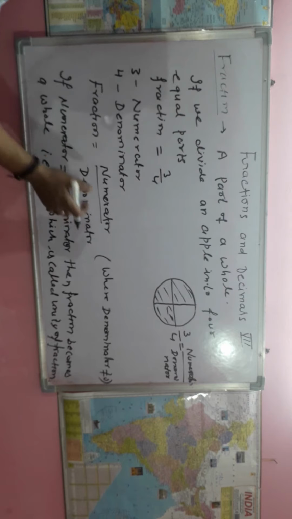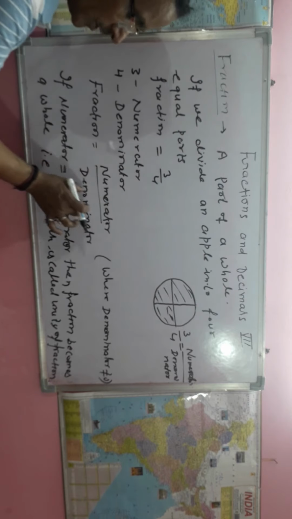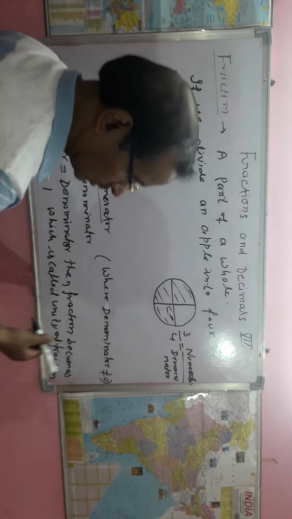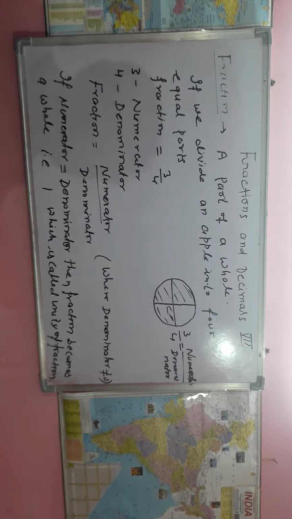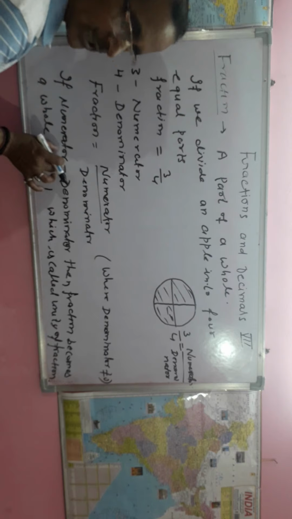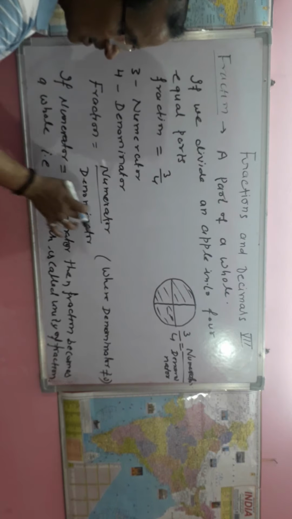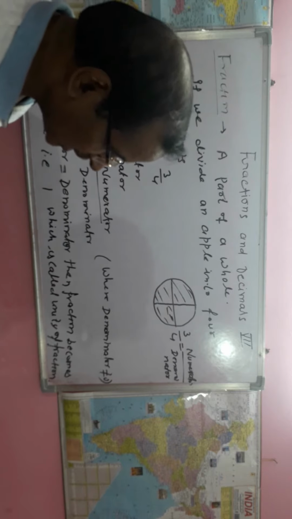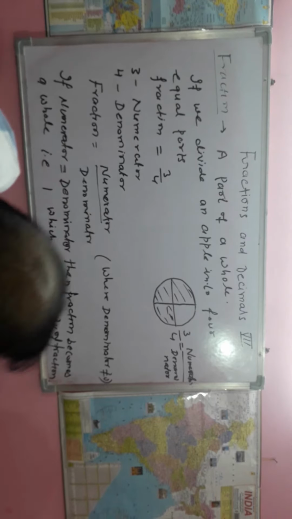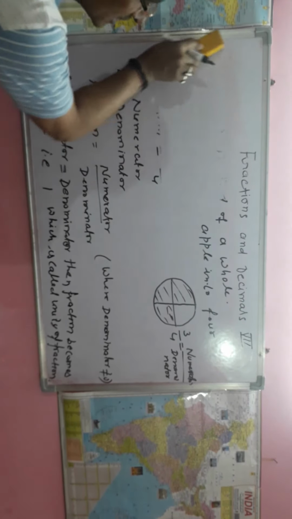And we can write in general form: fraction is equal to numerator upon denominator, where the denominator is not equal to 0. Now, if the denominator is equal to the numerator, then it becomes 1, and it is called unity of fraction. We can take so many examples of fractions.